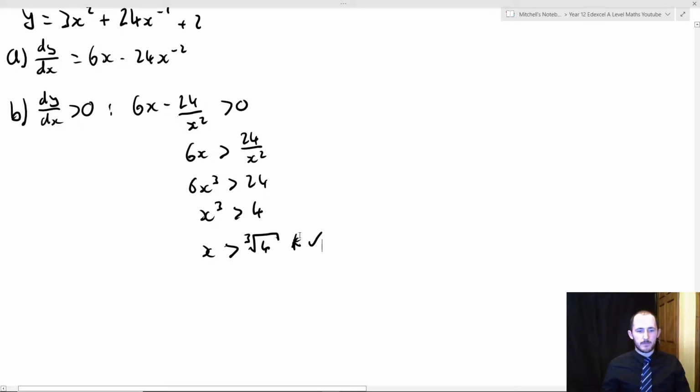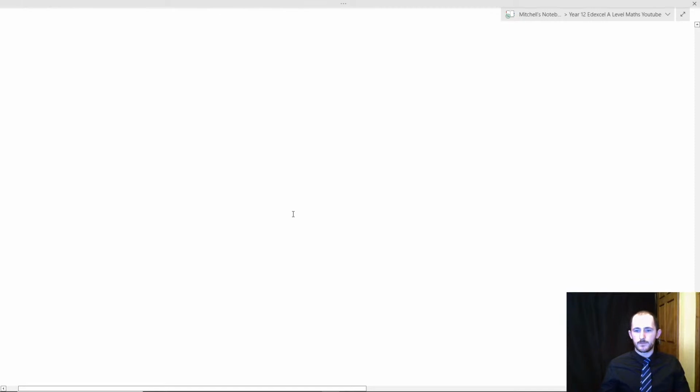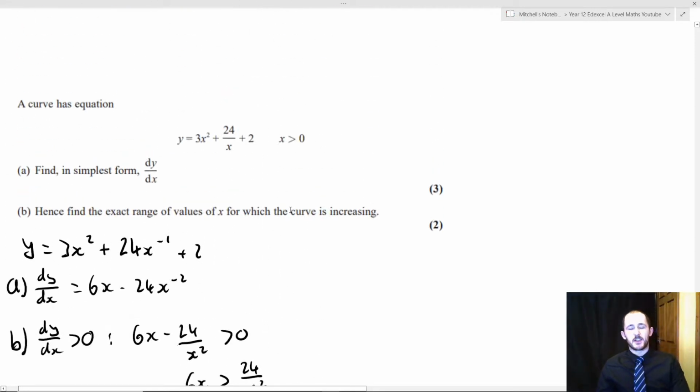Not too bad. I believe that was the last question. So that's all of the AS differentiation, but I cannot stress this enough, okay? These are all from AS papers. Those mocks determine what grades you're going to get, your predicted grades, which are the grades you use to apply to university. That's where these questions are from.